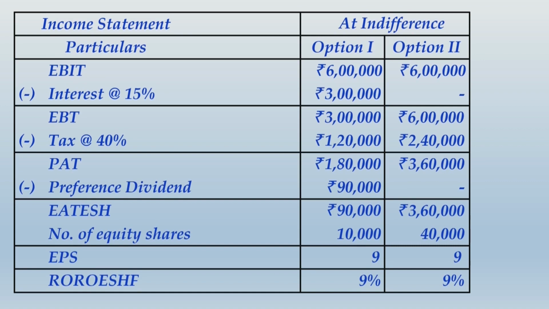And in the last line, what I have shown is rate of return on equity shareholders funds. Here EPS is 9 and 9, and the return on equity shareholders fund is also 9% and 9%. This is because the issue price of the share itself is rupees 100. So please take note of this whole thing, and then we shall move ahead.